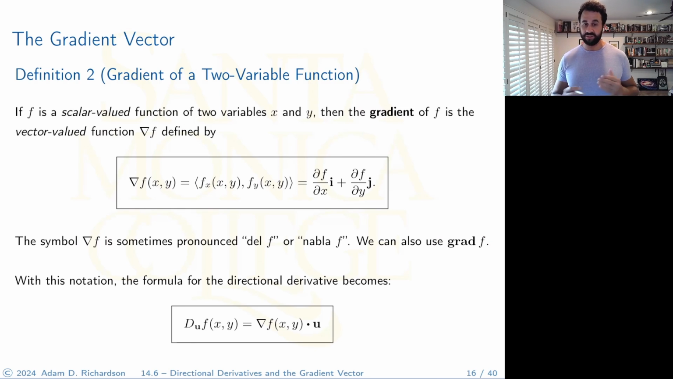Now, with this notation, the directional derivative becomes really concise and really simple to follow. It's just this. The directional derivative of the function f in the direction u is just the dot product of the gradient and the unit vector u. Super easy to do, right? Compute your partials and then take that vector, the gradient vector, and dot it with u. That's all you've got to do.